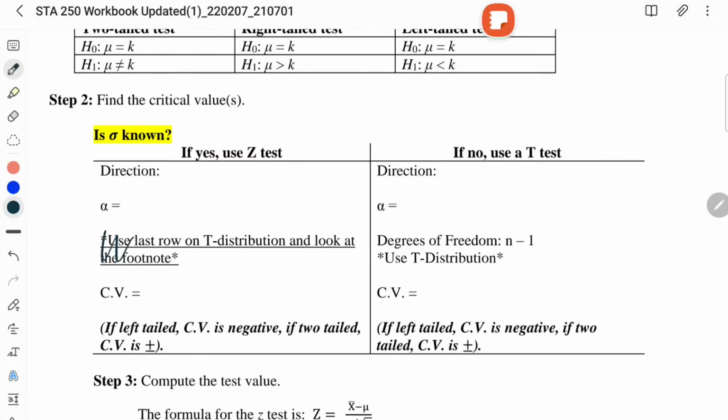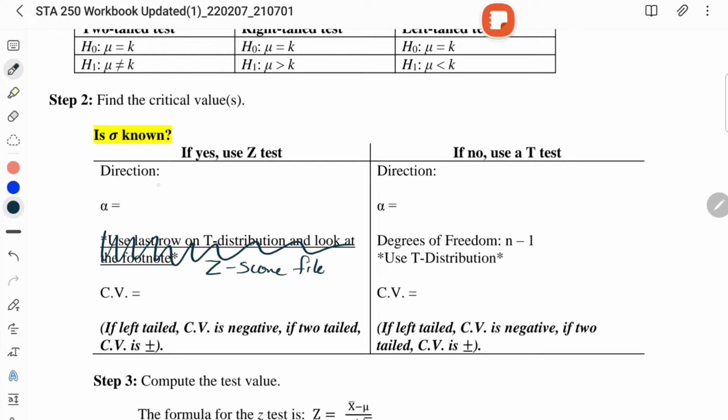And I'm just going to get rid of this for a second. And I'm going to put here z-score file. Now, ask yourself the question, is sigma known? If the population standard deviation is known, so if we know the population standard deviation, that is a z-test.